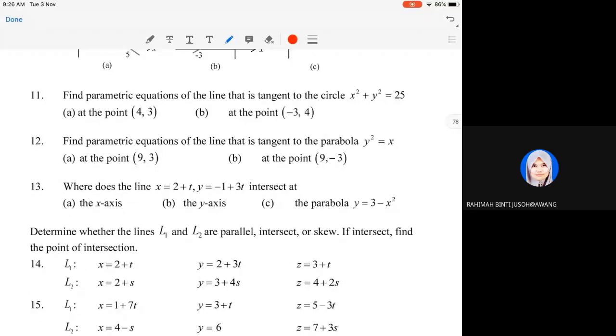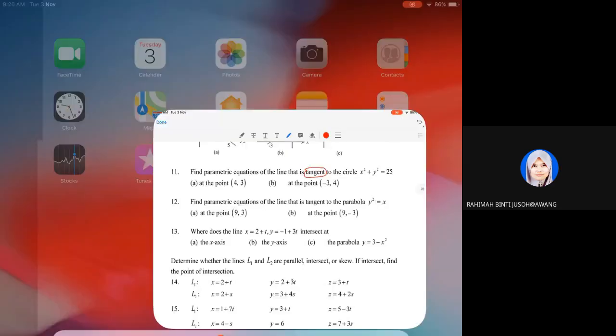Alright, jom kita buat soalan nombor 11 ni, tangent. When we are talking about tangent, nak cari tangent macam mana guys? How do we find tangent? Differentiate. Yes, we need to differentiate. Yes, we need to find what is dy dx. Okay, so let us do question number 11.